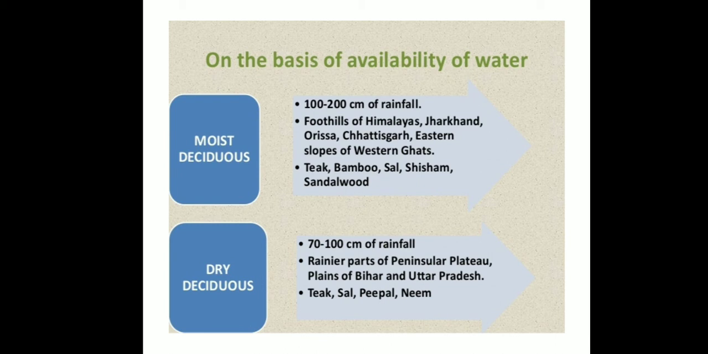Whereas in dry deciduous forest, 70 to 100 centimeters of rainfall is found. Rainier part of the Peninsular Plateau, plains of Bihar and Uttar Pradesh. Trees like teak, sal, peepal and neem are found in these forests.